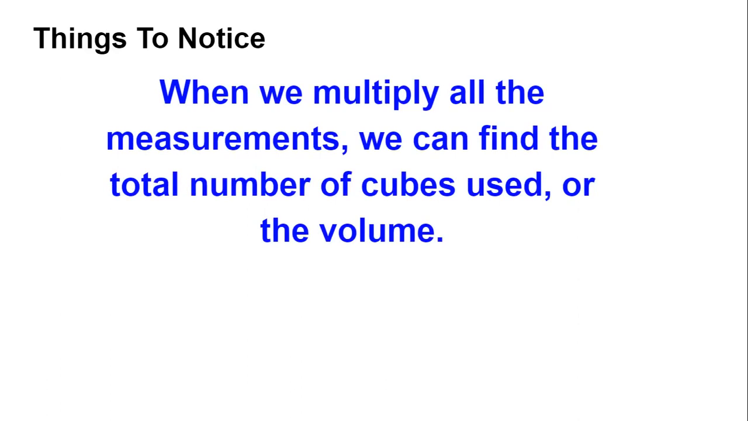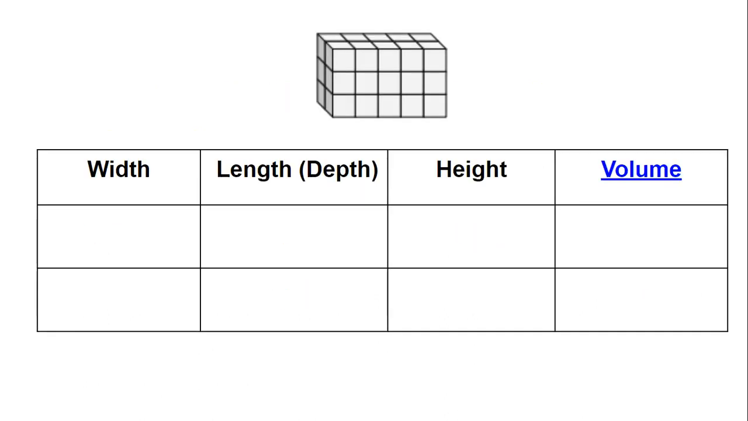So I'm noticing some things here. When we multiply all the measurements, we can find the total number of cubes used, or the volume. So let's go back and check to see if that's right. If we multiply all those dimensions, do we get our total volume? Let's go back to the first one here.